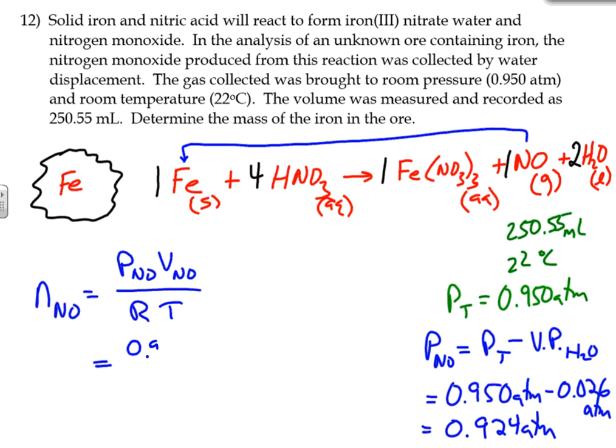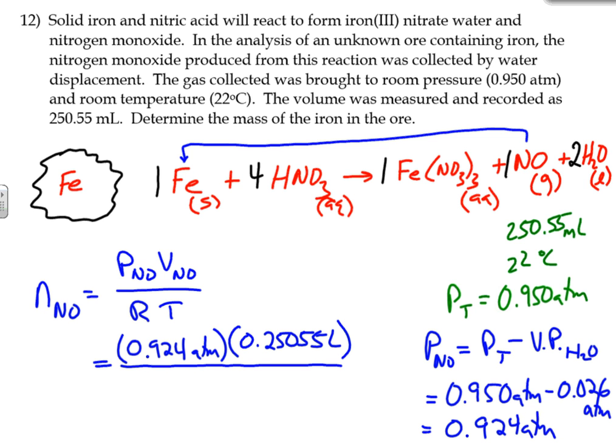So 0.924 atmospheres. And my volume, so the nitrogen monoxide is going to occupy the same volume regardless of whether the water vapor is there or not. It's occupying that whole volume. We've accounted for the presence of the water vapor by subtracting it from the total pressure. So we don't need to change the volume. So it would be 0.25055 liters.